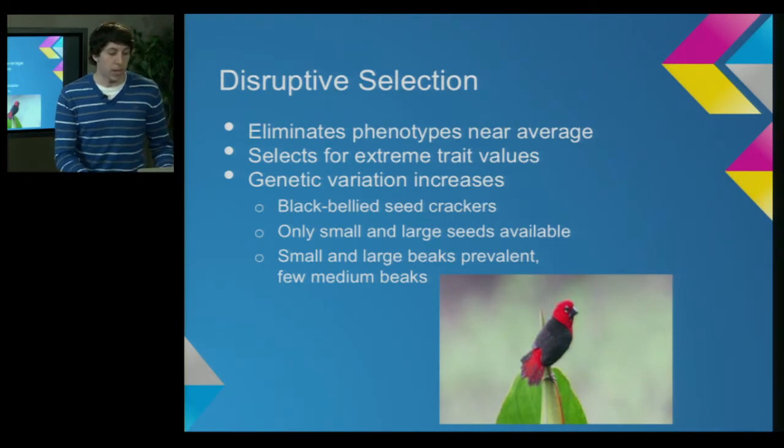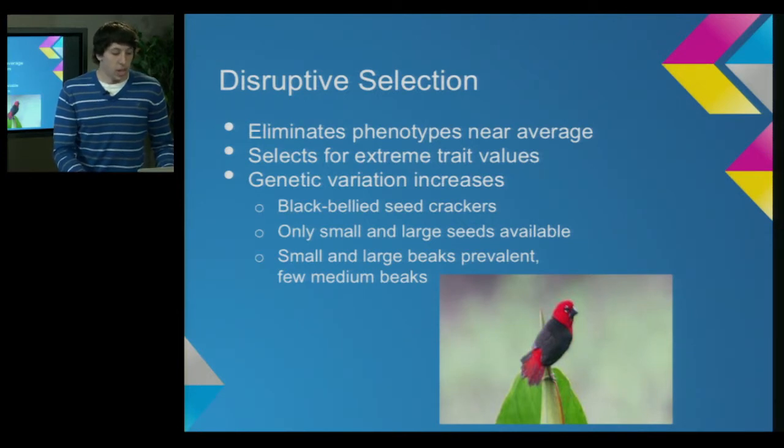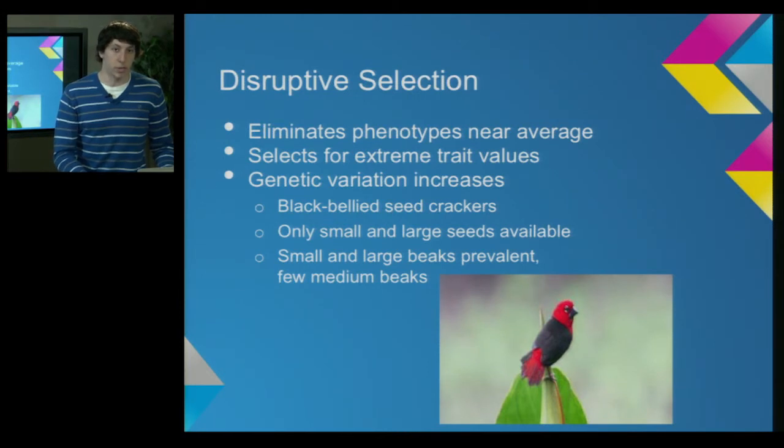For example, the black-bellied seed crackers are a type of bird that have only large and small seeds available to them in their environment. They also only have small and large beaks that have been found, and there are very few medium beaks. This is because the medium beaks can't crack open the small nuts or the large nuts and therefore die off.